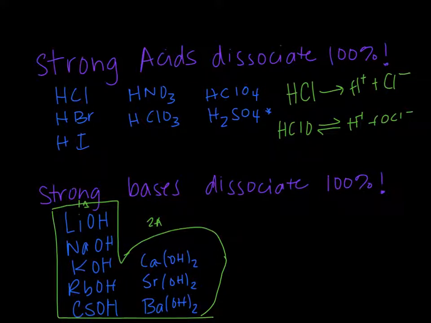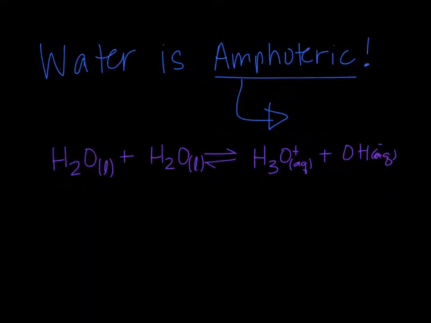All right, so as long as you know the charges from the periodic table and you know that these guys are right next to each other, they make strong bases. So any other base that you find would be weak. All right, one more thing, water is amphoteric, and what that means is that it can act as a base or an acid.